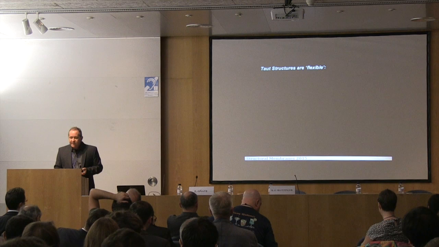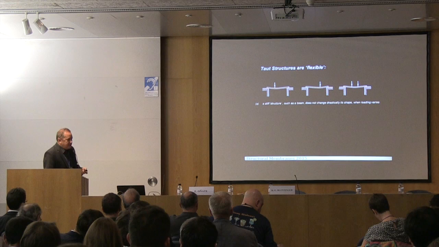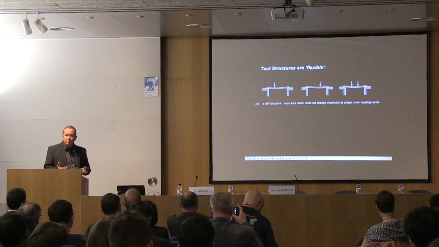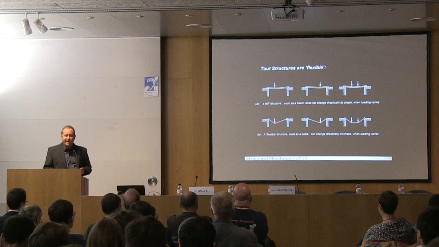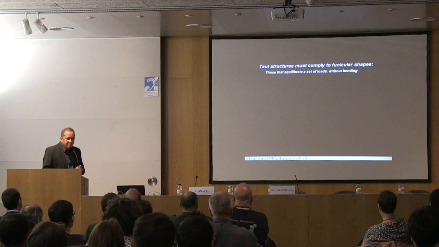Well, they are also flexible structures. And by flexible, of course, all structures are flexible, all structures deform with load. But we can broadly say that stiff structures, such as a beam, do not change drastically their shape when the load pattern varies. On the other hand, a flexible structure like a cable drastically changes its shape when the load pattern varies. Now, because they are flexible, they must comply to funicular shapes, those that equilibrate a set of loads without raising bending moments.